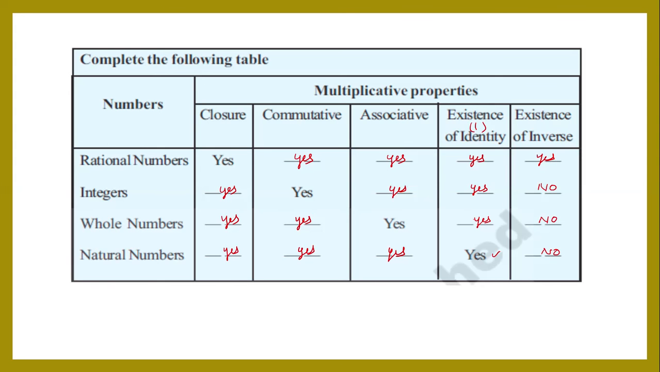That means you observe in this table, in the inverse column, integers, whole numbers, and natural numbers do not have P by Q form numbers, that means reciprocals. So these three, integers, whole numbers, and natural numbers, do not satisfy the multiplicative inverse property.